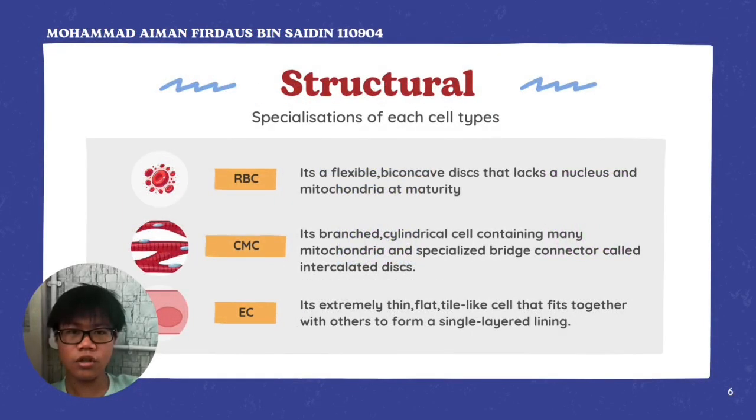Next is the structural specialization of each cell type. There are three cell types here: red blood cells, cardiac muscle cells, and endothelial cells.